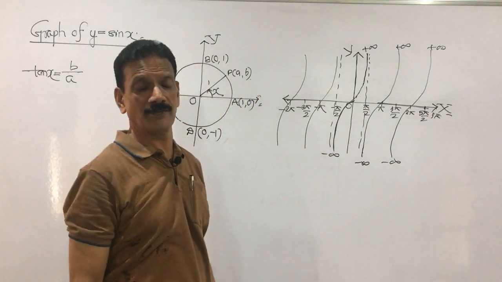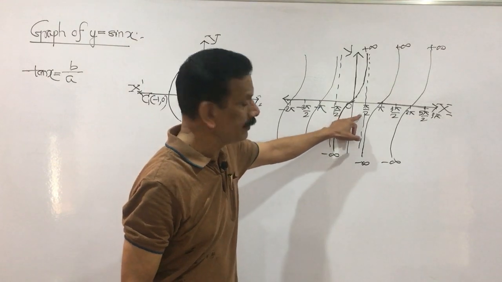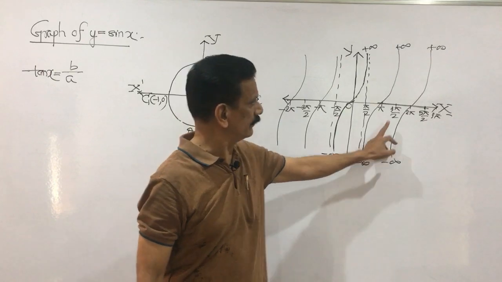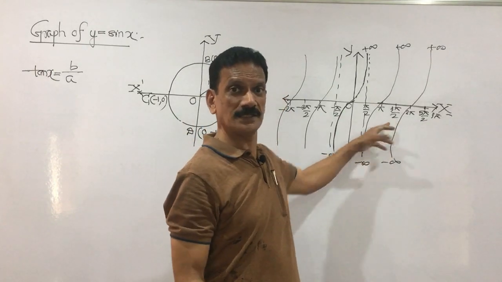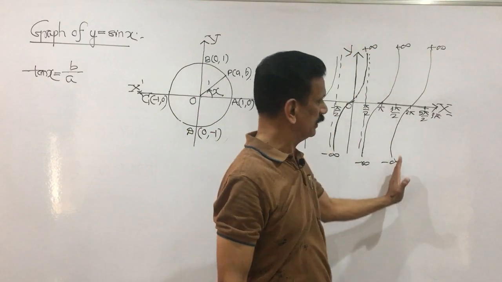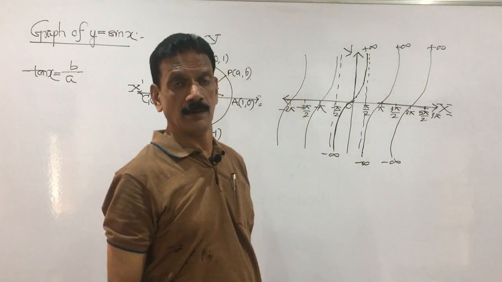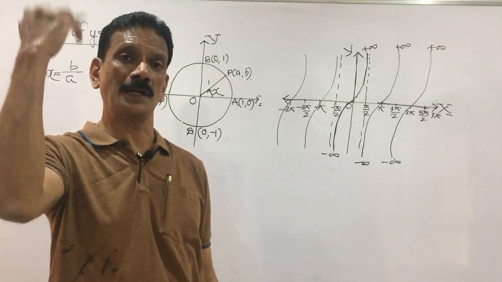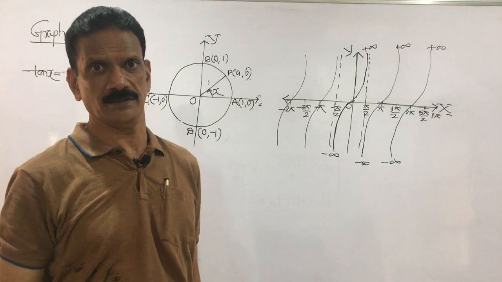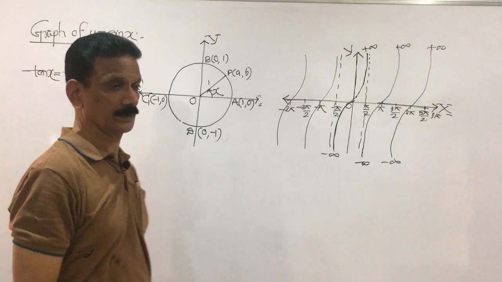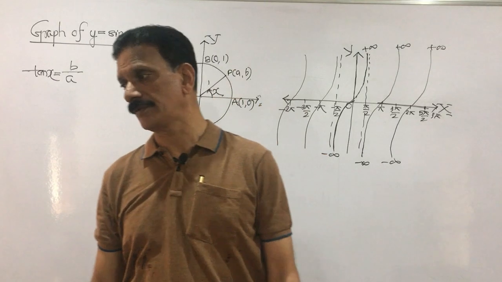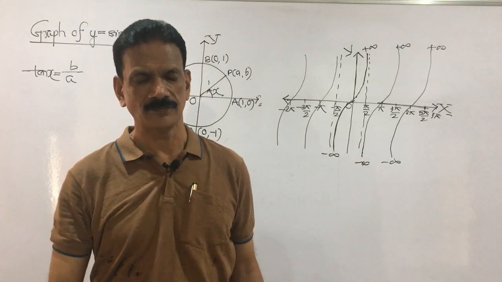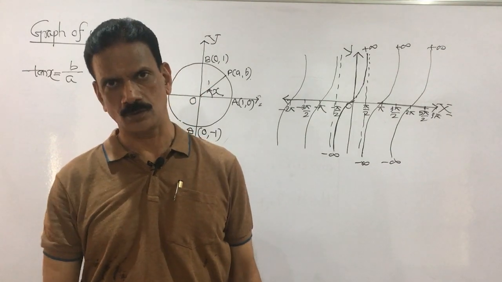Okay, like that, my dear friends, remember at pi by 2, in the first quadrant it is plus infinity and in the second quadrant minus infinity. At 3 pi by 2, in the third quadrant we have plus infinity, and in the fourth quadrant minus infinity. Means at odd multiples of pi by 2 it jumps from plus infinity to minus infinity. This is the graph of which trigonometric function? Tan. My dear friends, the remaining graphs you can see and study, and if you have difficulty I will explain that also. Okay.